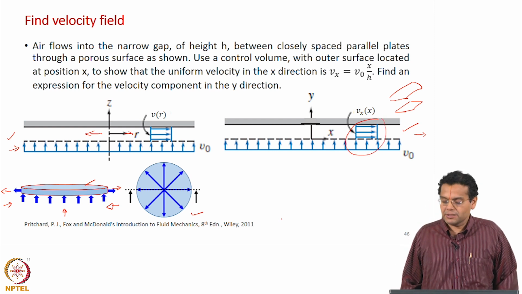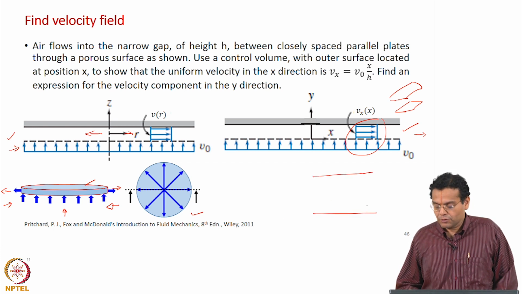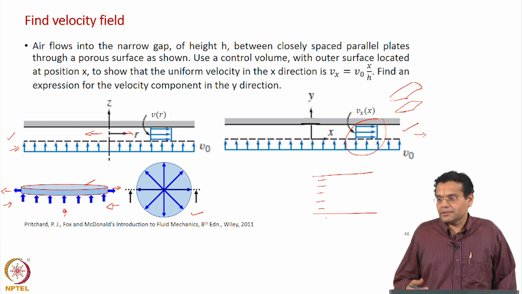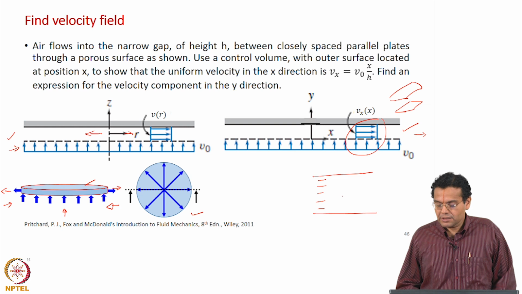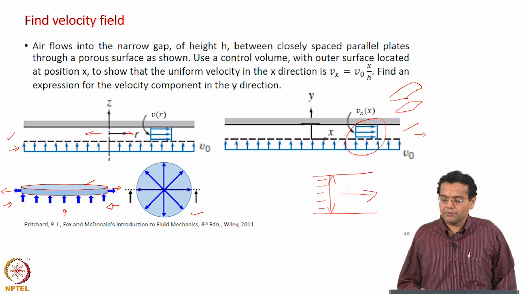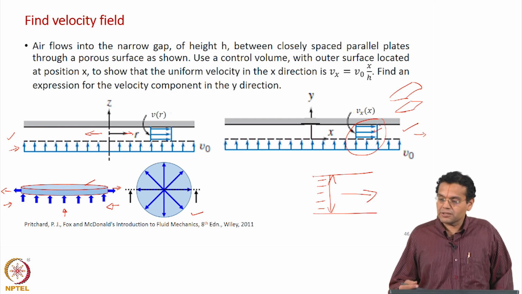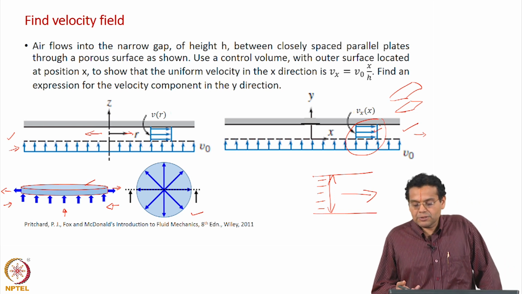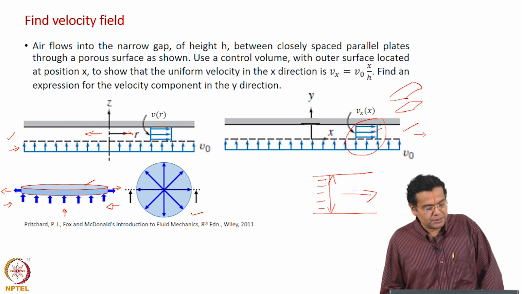When I say uniform velocity, we have seen this earlier also for application of integral mass balance. Suppose we have a flow between two parallel plates, when I say uniform velocity, the velocity does not vary in the lateral direction. Putting it the other way, the velocity does not vary in the direction perpendicular to the flow. Flow is in this direction, perpendicular direction is this. So, such a profile is shown here. We are asked to find this uniform velocity in the x direction. In this case, it happens to be a function of x. We will have to arrive at this expression.